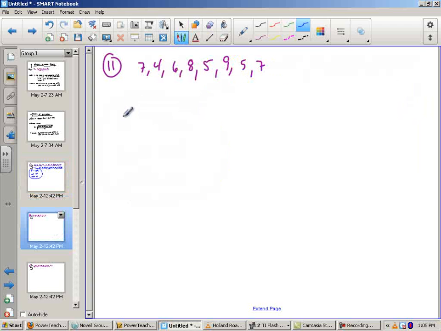As I go on to number 11, it's asking me to first find the range and then to find the standard deviation. Well, the range is, let's see, the lowest value seems to be 4 and the biggest value seems to be 9. So the gap between 9 and 4 is 5. To find the standard deviation, it's that square root. And well, to do it, I'm going to need first to find x bar, the mean or the average.